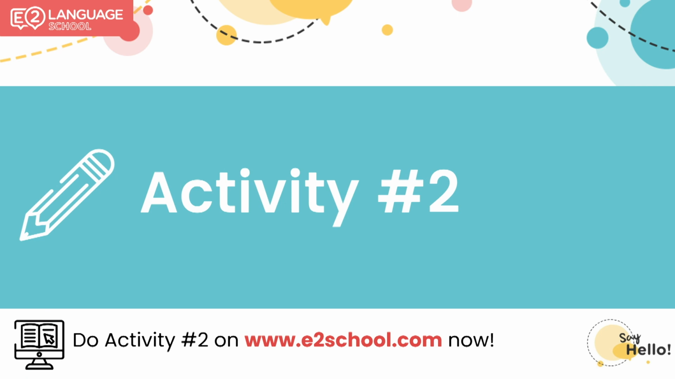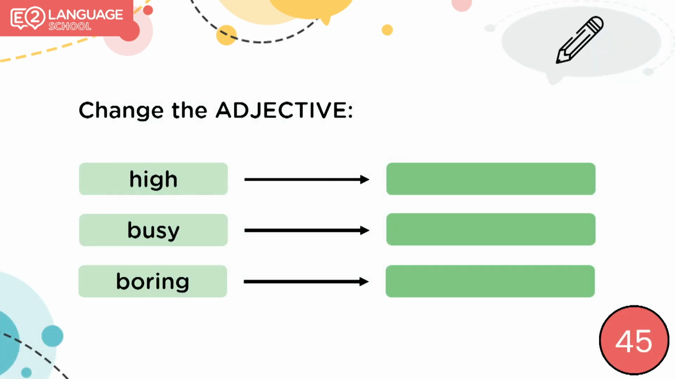Okay, time for activity 2 to take all that information you've just learned and apply it. Now, in this activity, you need to change the adjective. So, for example, old becomes older. You have 45 seconds.